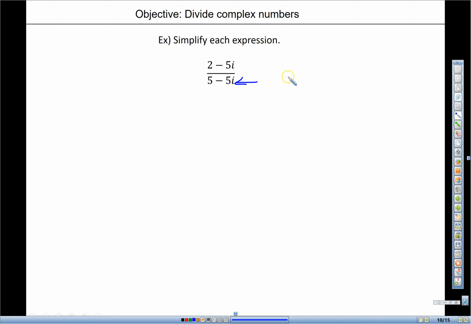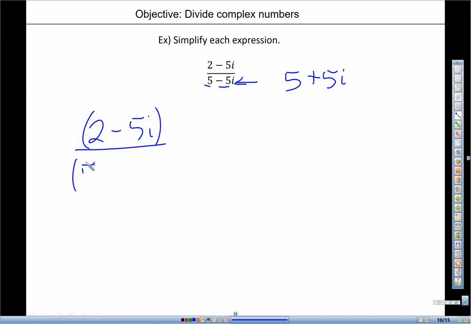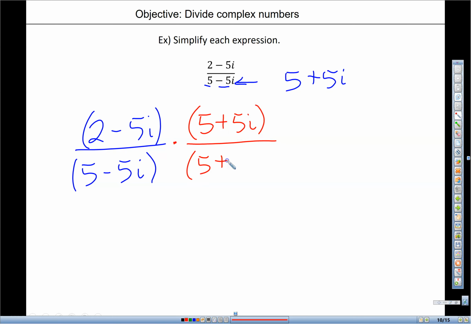So that conjugate would be still the same first term of 5, opposite second term, so positive 5i. That's our conjugate. So we're going to take our 2 minus 5i and our 5 minus 5i in the original ratio, and we're going to multiply them both. So this creates a ratio of 1, multiplying them both by the conjugate of 5 plus 5i. So in this one, we're going to have to distribute twice in the numerator because we have to distribute the 2 first, and then the negative 5i, and then we'll do the same thing in the denominator. So we're going to get 10 plus 10i, and then minus 25i, and minus 25i squared.